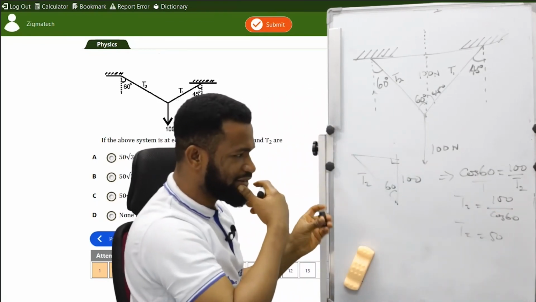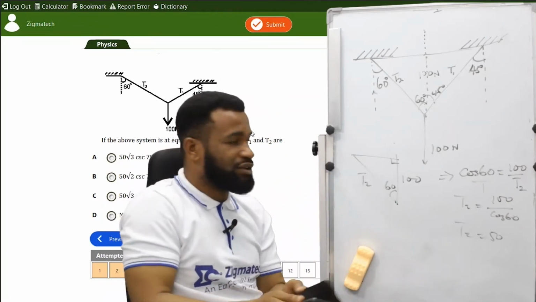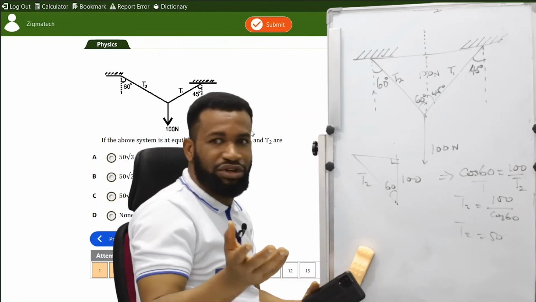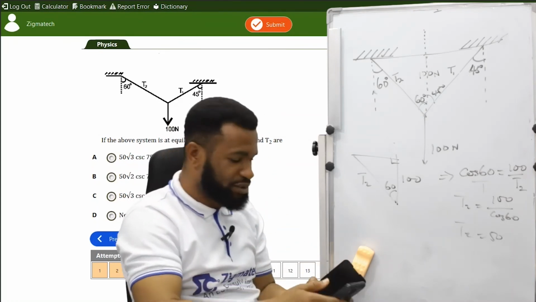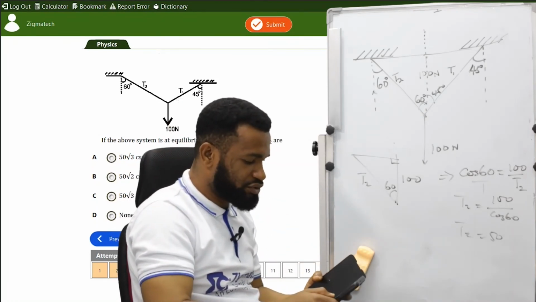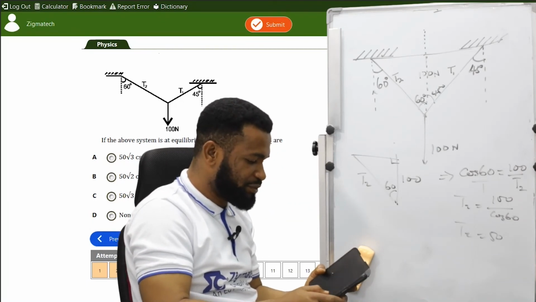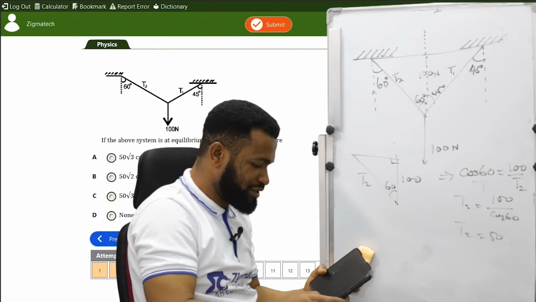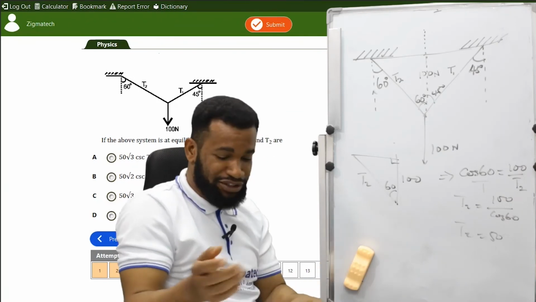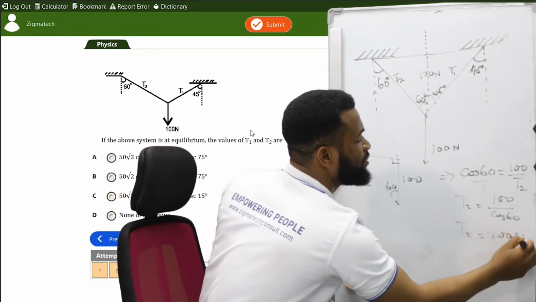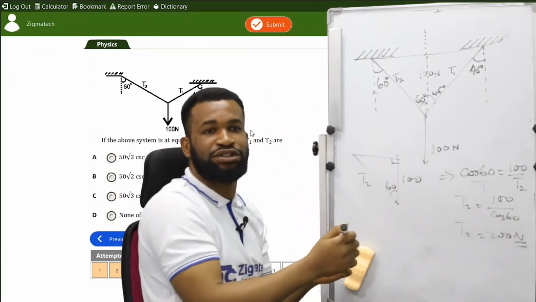Let's check, because cos 60 is going to be 0.5. That should be 200. Because cos 60, yes, is 0.5. 100 divided by 0.5 is 200. Please don't mind me. All right, this is 200. This is 200 Newton for the T2.